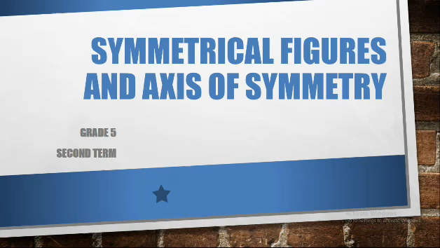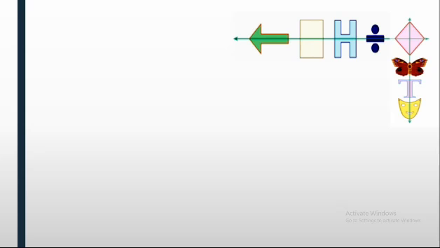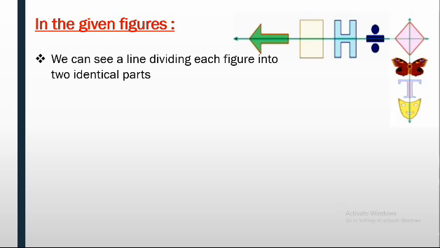Today we are going to continue our math lessons, and today's lesson is symmetrical figures and the axis of symmetry. First, can you look at those figures? In the given figures, we can see a line dividing each figure into two identical parts. Can you see this arrow? It has an identical part to what we have on the top directly on the bottom.